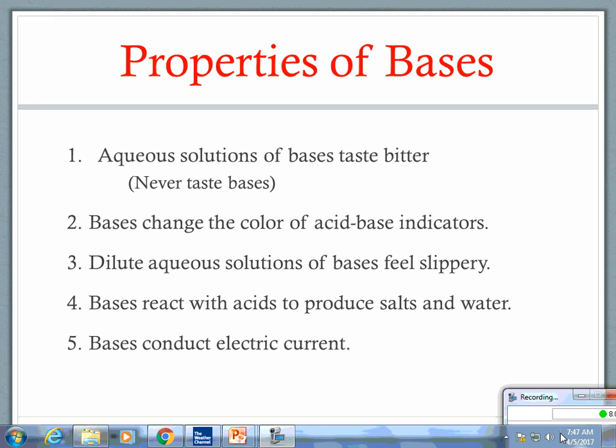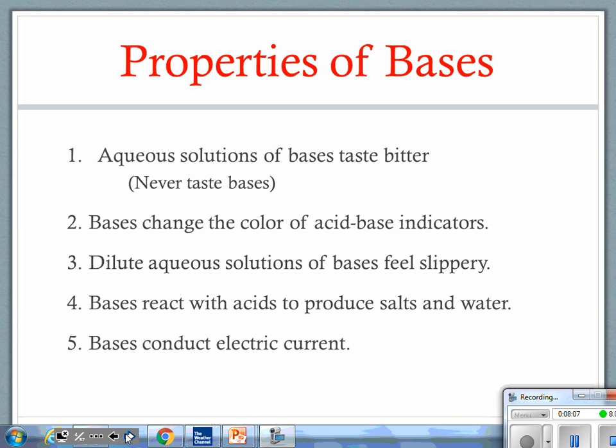Bases. You're going to see here with these properties of bases, ladies and gentlemen, that some of them are similar to what we just did with properties of acids. Aqueous solutions of bases taste bitter. Okay? They taste bitter. Now, once again, never taste bases.